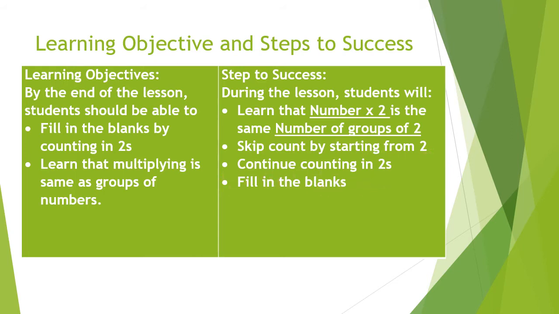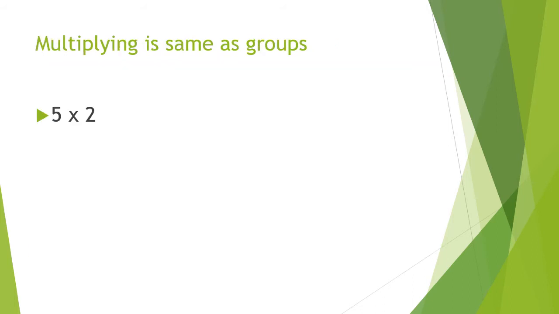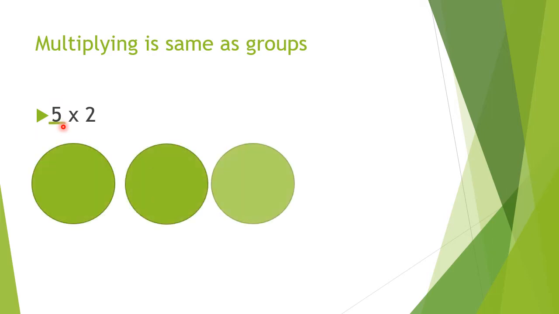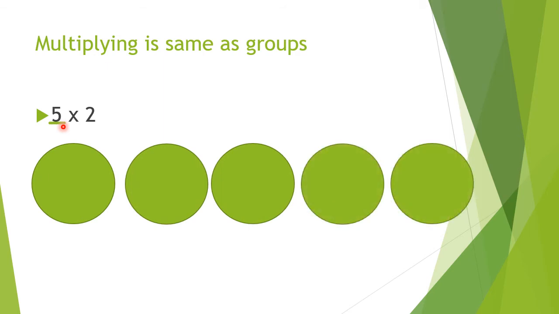So, itu cara cakapnya dalam bahasa English. Tapi, lagi terbaik if teacher tunjukkan. So, let's see. So, multiplying is the same as groups. So, untuk ingati ani balik, we have 5 times 2. So, tadi awal-awal 5 times 1. So, 5, if you remember, is the number of groups. So, yang bulatan besar. So we have 1, 2, 3, 4, 5.